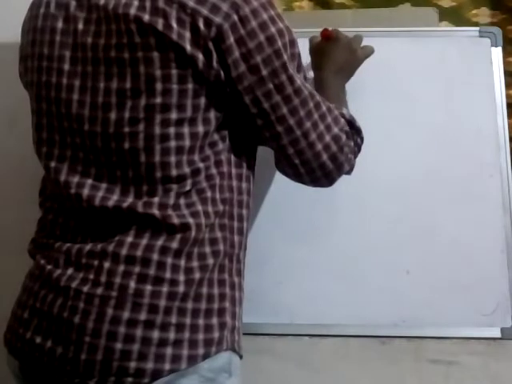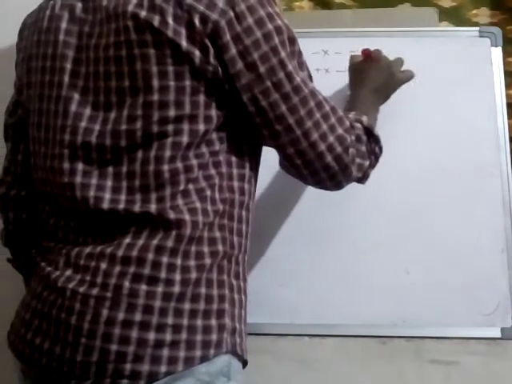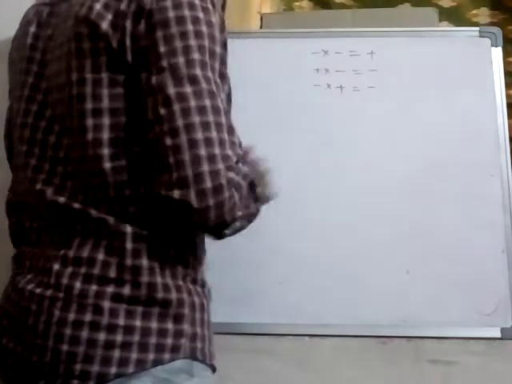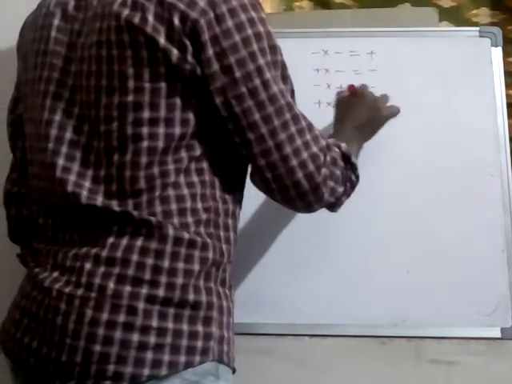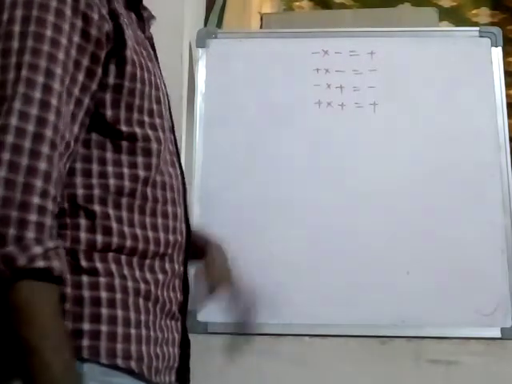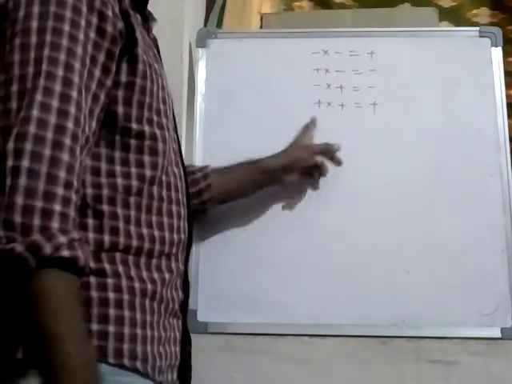I will explain one or two problems in this model. Now, what are the formulas here? Minus into minus becomes plus. Plus into minus, minus. Minus into plus, minus. Plus into plus, plus only. So, simplify.